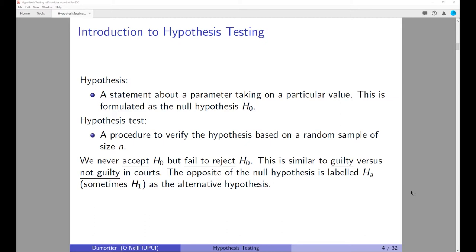Note that we never accept the null hypothesis, but we fail to reject the null hypothesis. This is very similar to the guilty versus not guilty verdict in courts. We do not have an innocent verdict. The opposite of the null hypothesis is labeled HA, sometimes also H1.